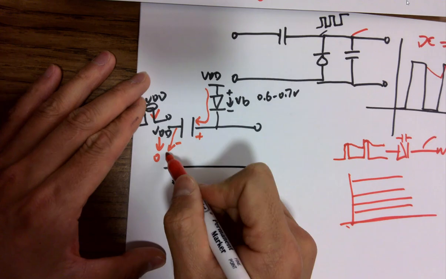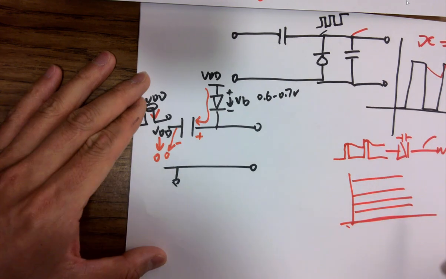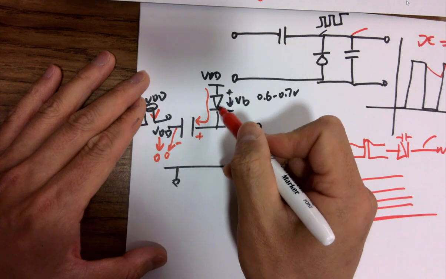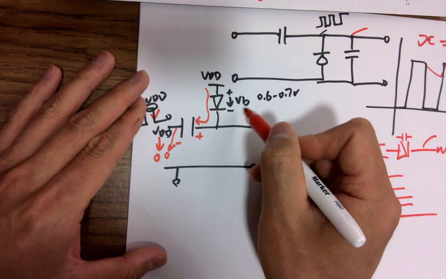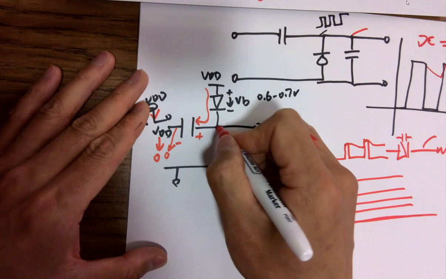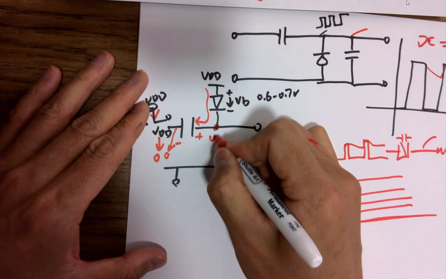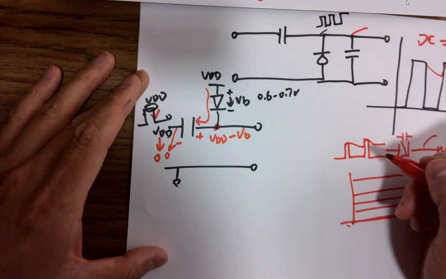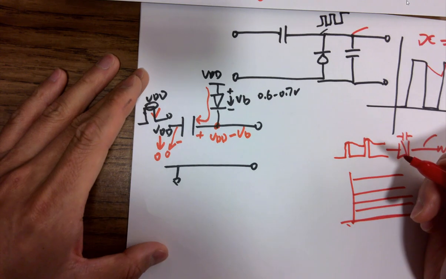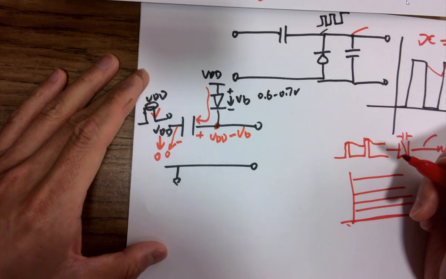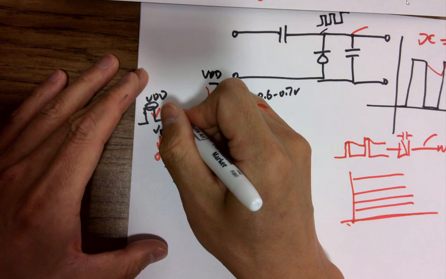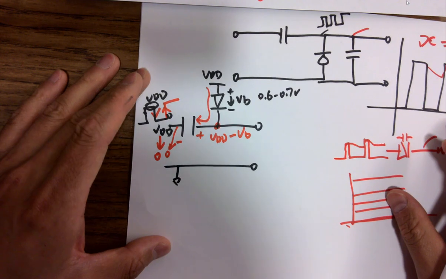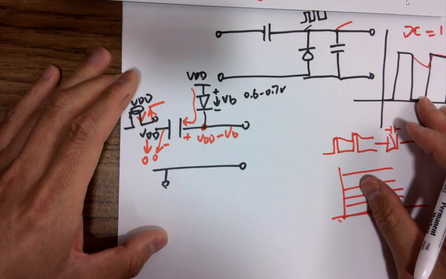Because this will be put down to 0, right? This point is 0 volts. So what's the voltage here going to be? Now there's a current going through this diode, so it's causing a potential drop. So the point here will be what? 4.3. Yeah, VDD minus VB, right? Or 4.3 if it's 5 volts logic. And then the digital signal will go up eventually. This is another thing you guys need to know.